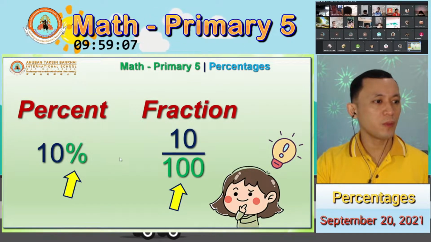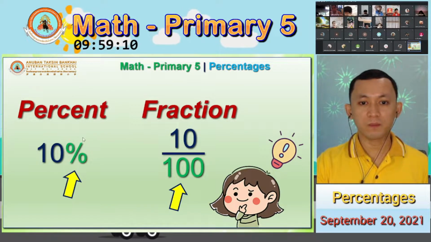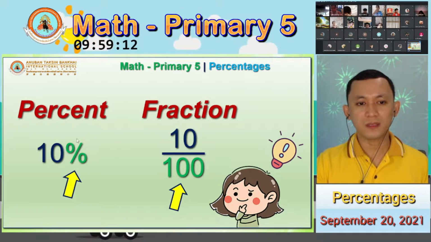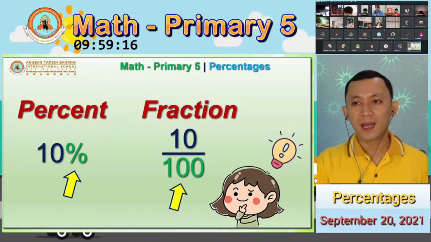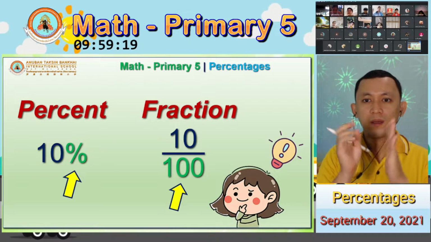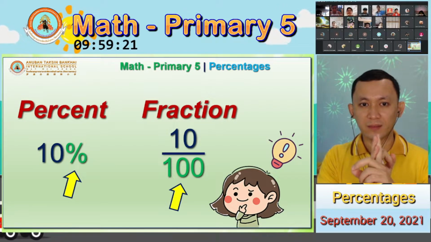Here we have an example. If we write this in percent, we have the symbol, this one. And if we have in fraction, we have 100. So take note, percent, 100.